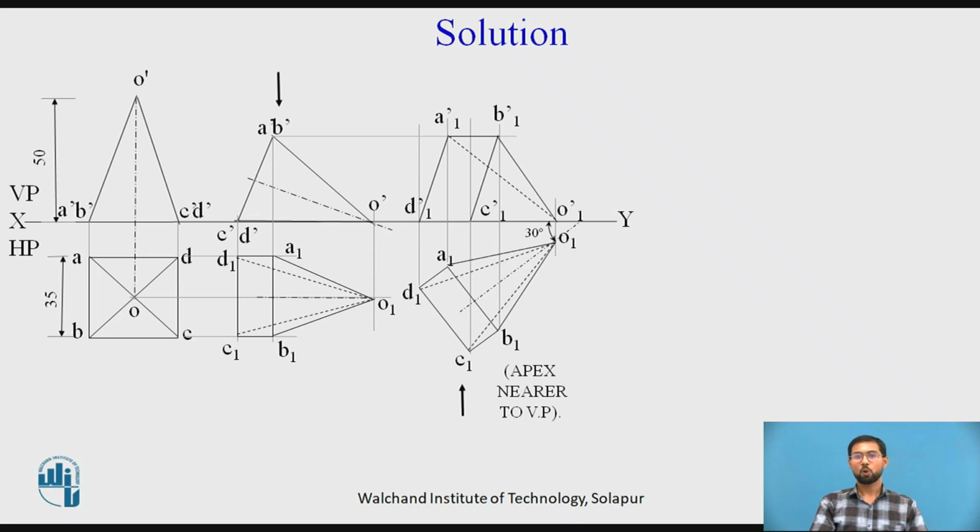Just O1 dash to A1 dash is our hidden line. And from this side we will complete our final view. If you observe properly, all the hidden lines are mentioned in the final view.